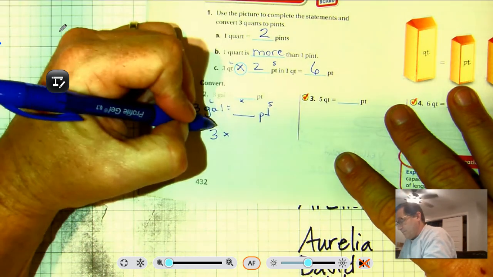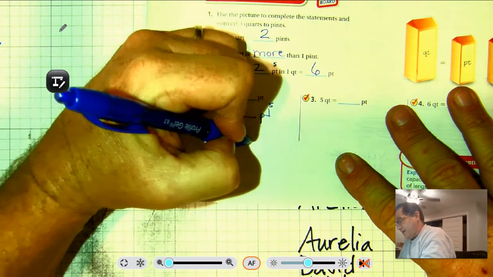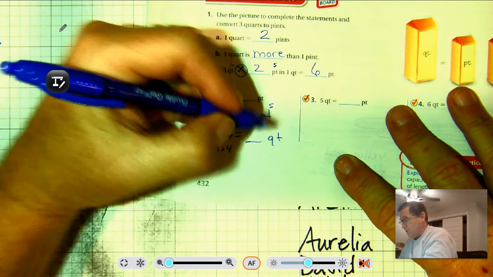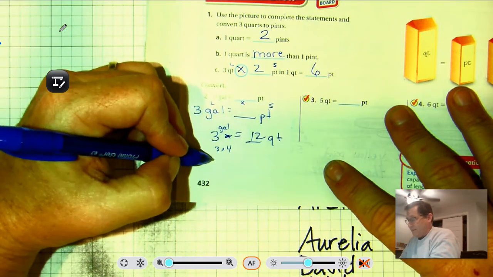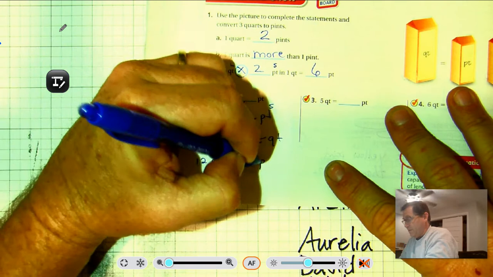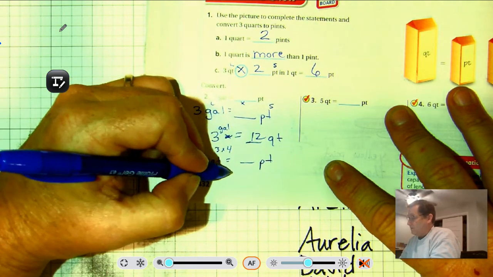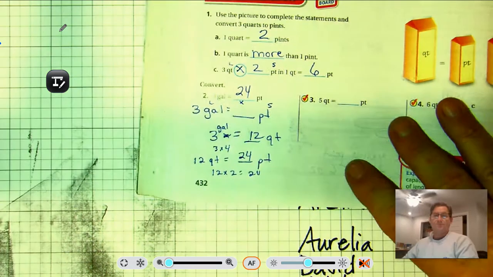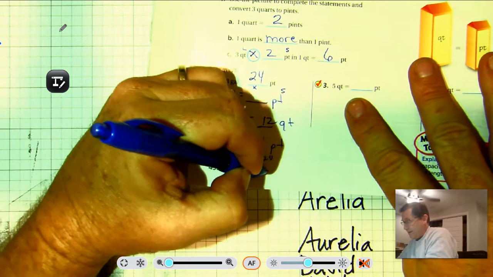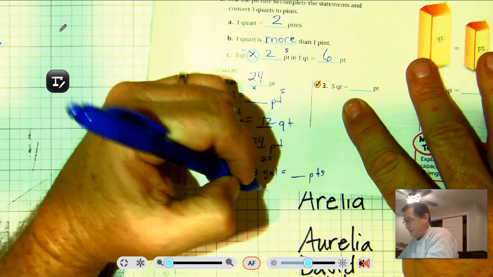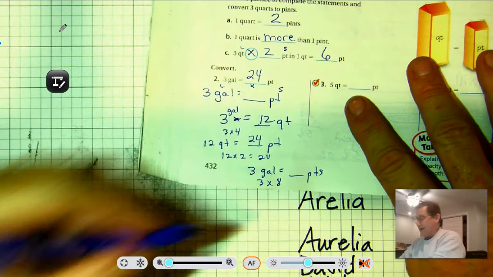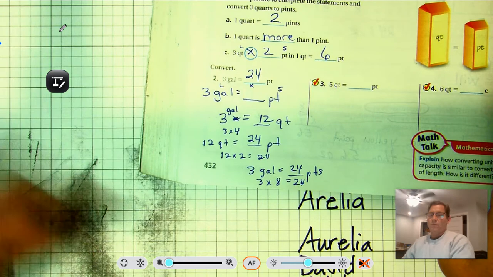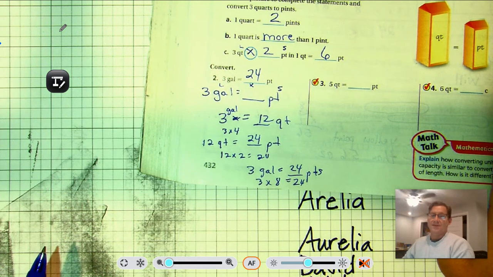Okay, so what I'm saying is change 3 gallons to quarts first. So 3 times 4 quarts is 12 quarts. Then we can go from 12 quarts to the number of pints. So 12 times 2, 24 pints. Or we could have gone 3 gallons equals how many pints? There's 8 pints in every gallon. So 24. So there's different pathways to get to the right answer.